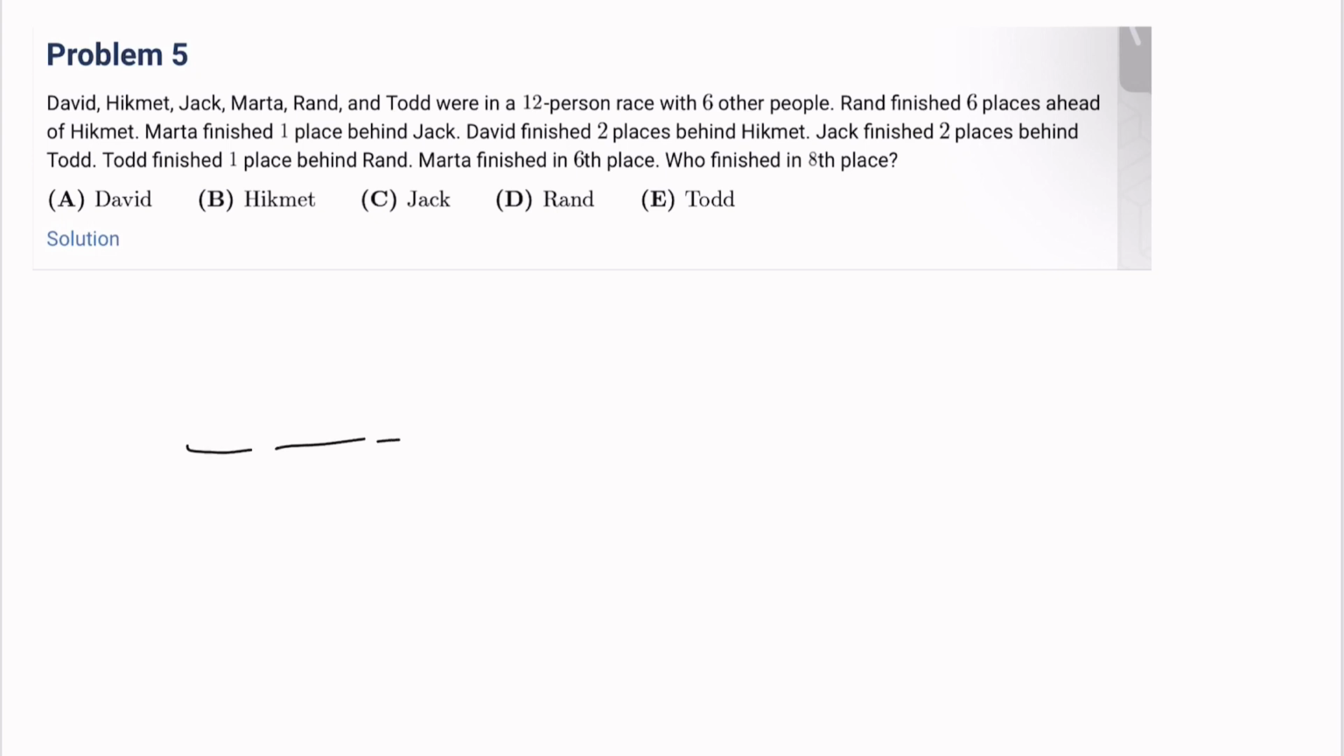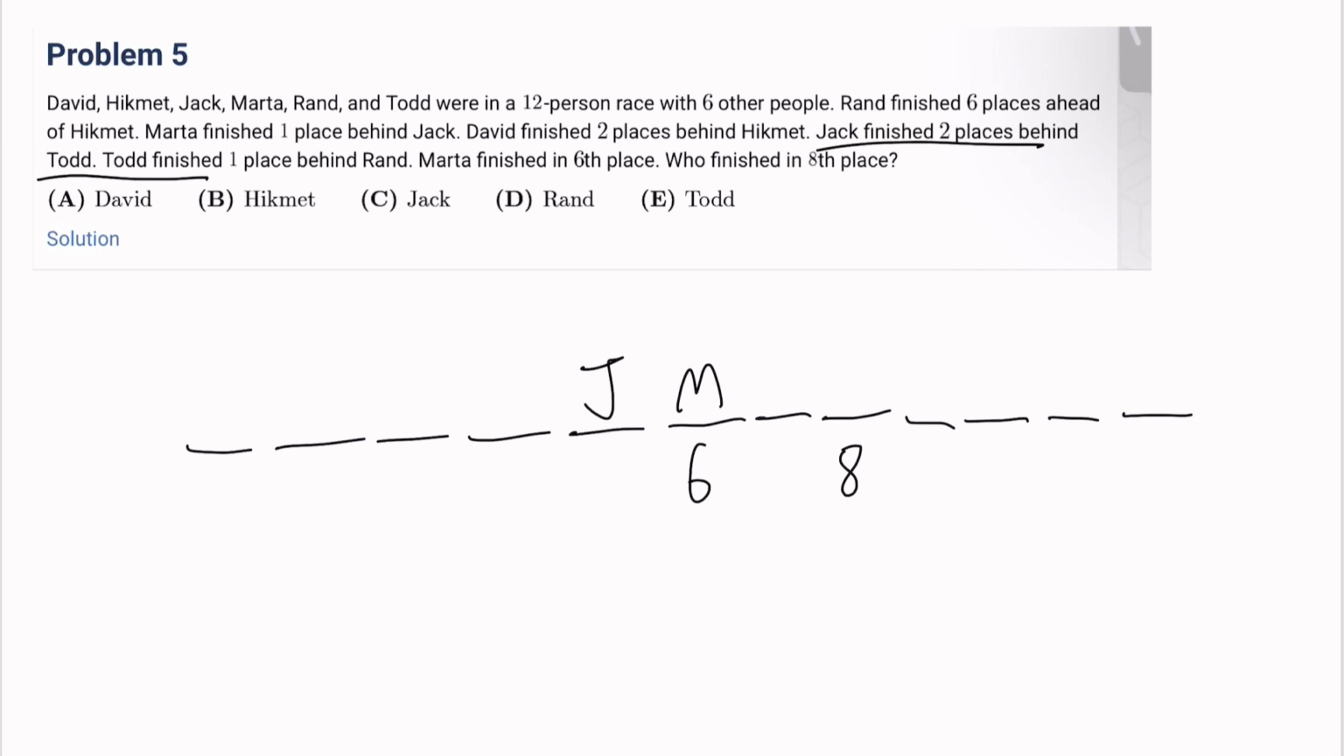Okay, so we have 12 people. 7, 8, 9, 10, 11, 12, and 6th place, and this is 8th place. So Marta finished in 6th place, and Marta finished 1 place behind Jack, so Jack's 5th place, and Jack finished 2 places behind Todd, right? So Todd is over here. And Todd finished 1 place behind Rand, and Rand finished 6 places ahead of Higmet, so Higmet would go here, and David finished 2 places behind Higmet, so it's like this. Who finished in 8th place? It's Higmet. The answer is B.